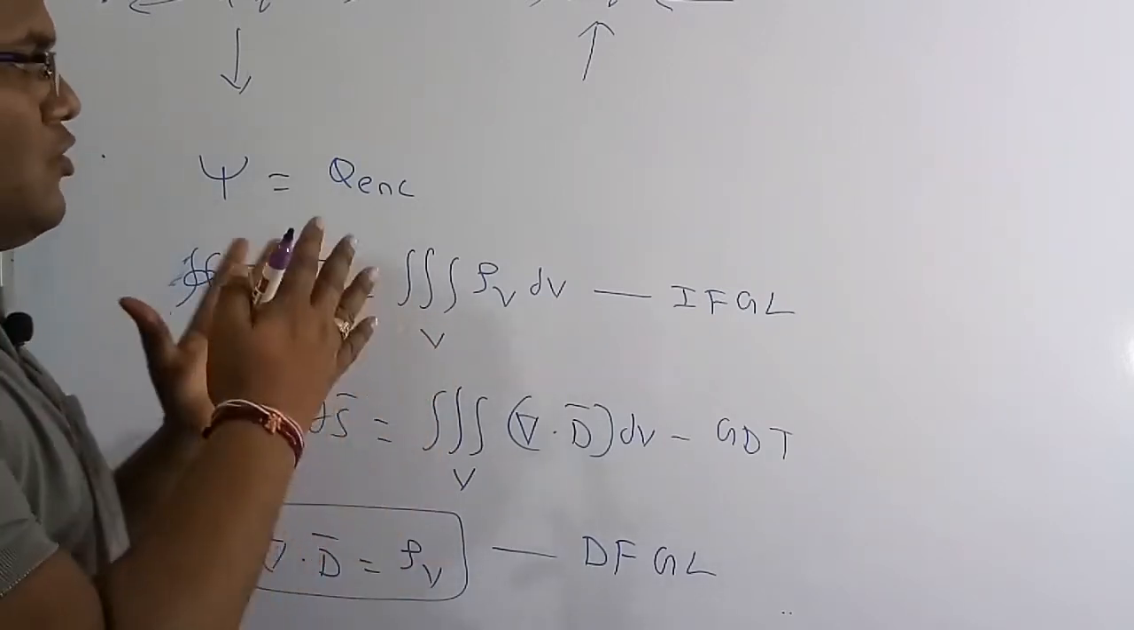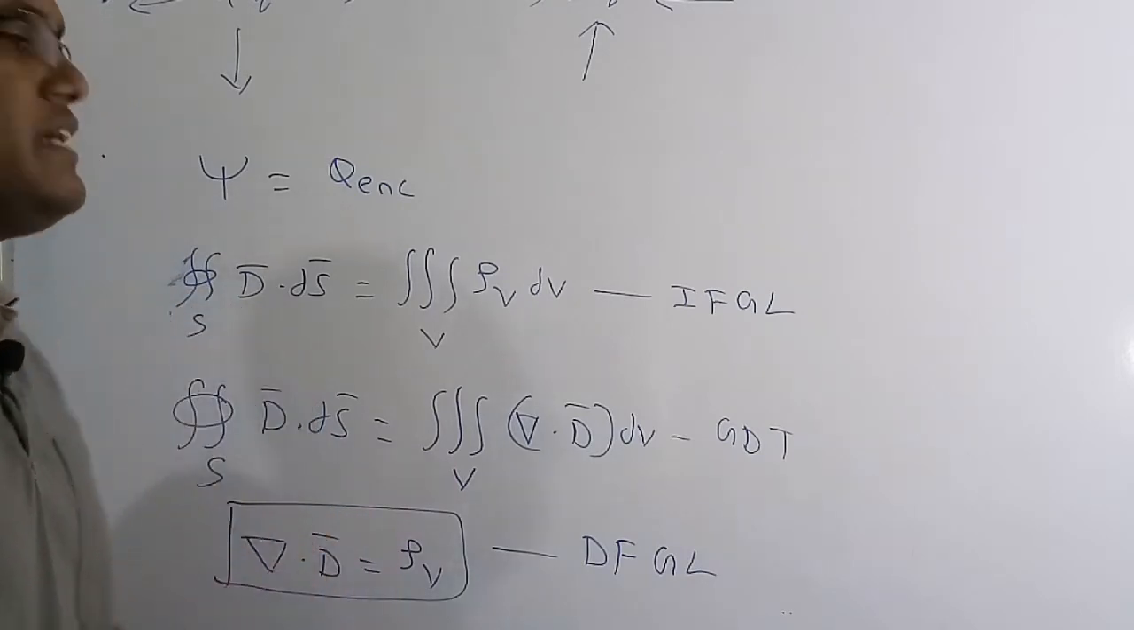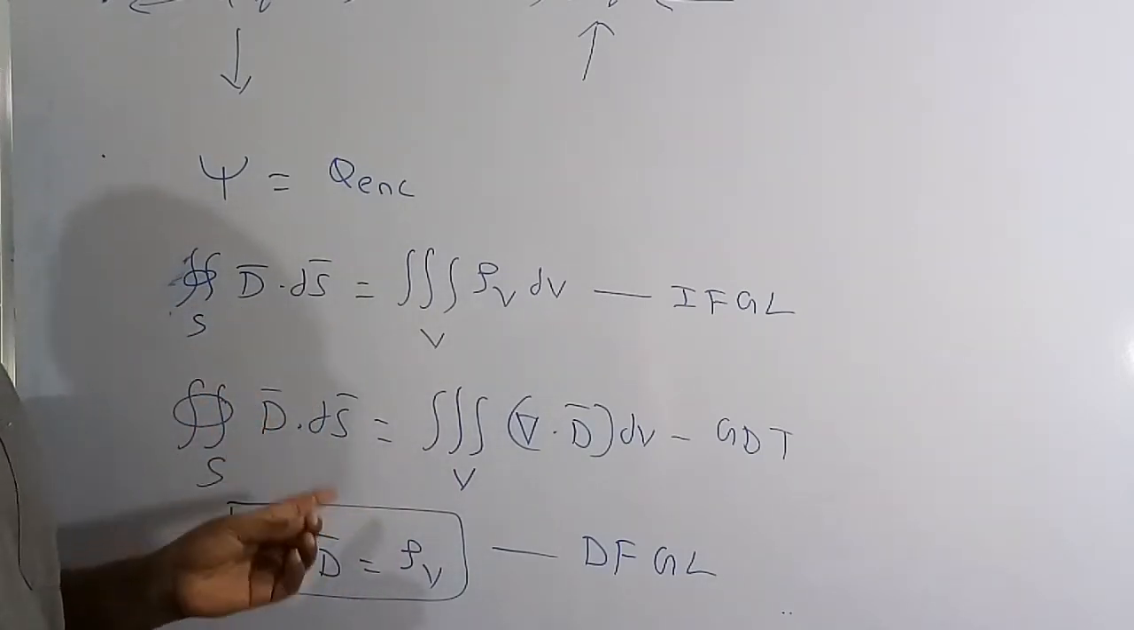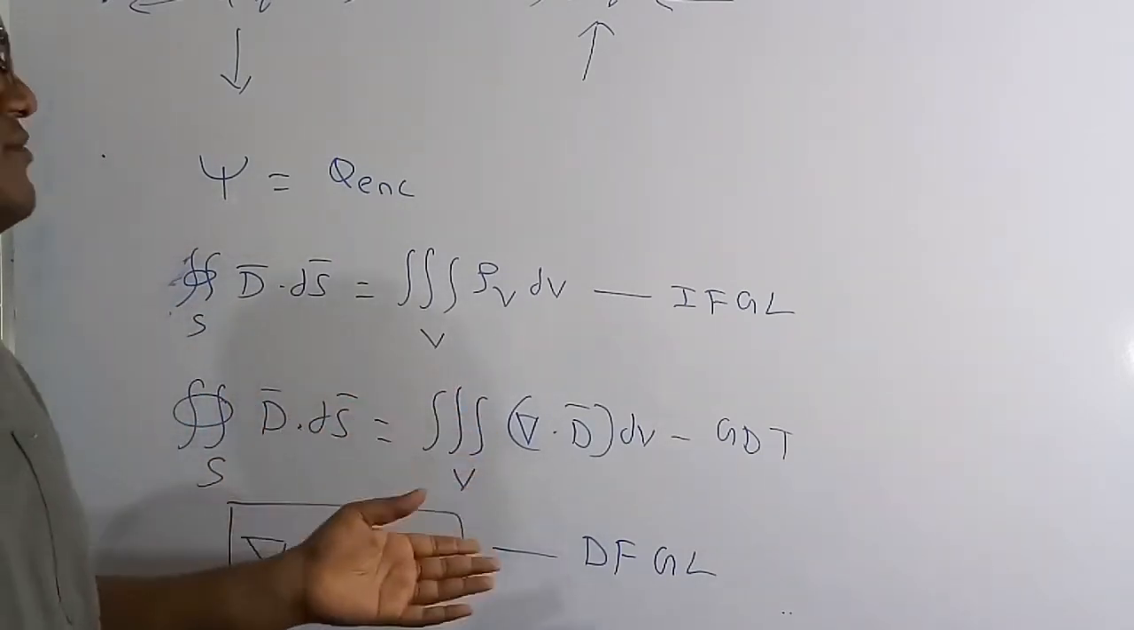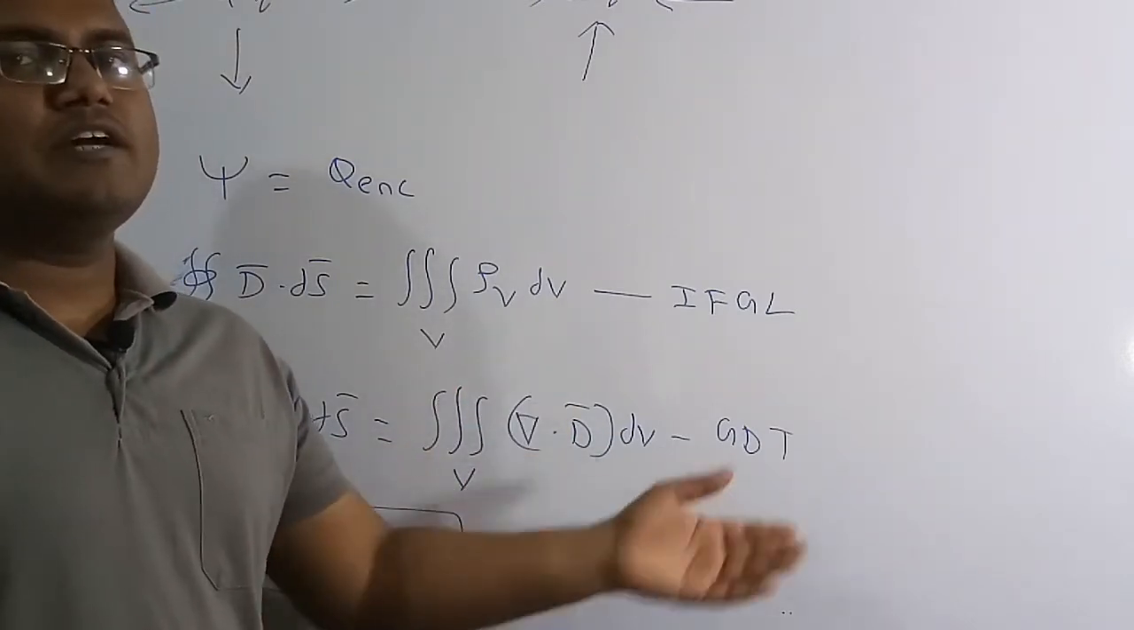So we can write a closed surface with a volume, because only a closed surface can give you a volume. Therefore we can say the closed surface integral of D bar dot dS bar is equal to the volume integral of del dot D bar into dv. This we are going to call the Gauss divergence theorem.